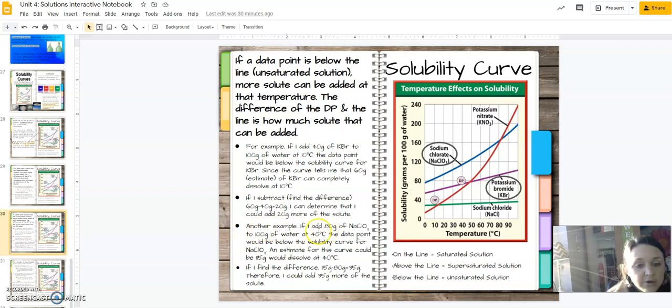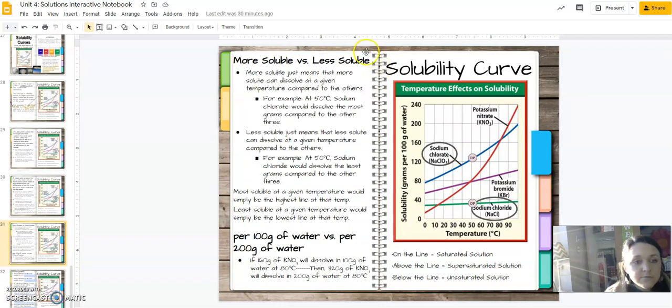So another example is if I add 80 degrees, let's look at NaClO3. That's the blue line. So if I had 80 grams at 40 degrees, I'm going to go 80 grams, 40 degrees, and make my data point. Notice it's below the blue line. That means it's unsaturated. But how far is it below the blue line? We're on 80, and it could go up to about 100 or 110, maybe 115. Okay, if it was 115, we could take 115 minus the 80 we have and get 35 grams. We could add 35 grams more solute to this solution.